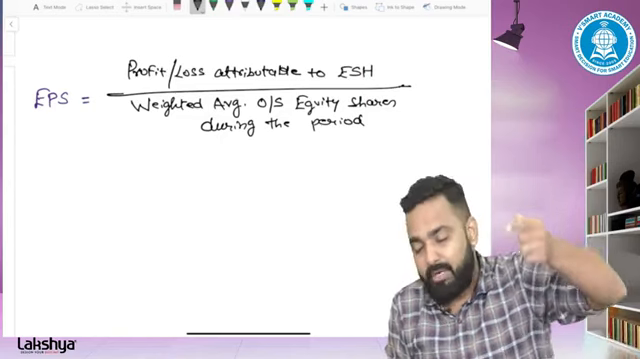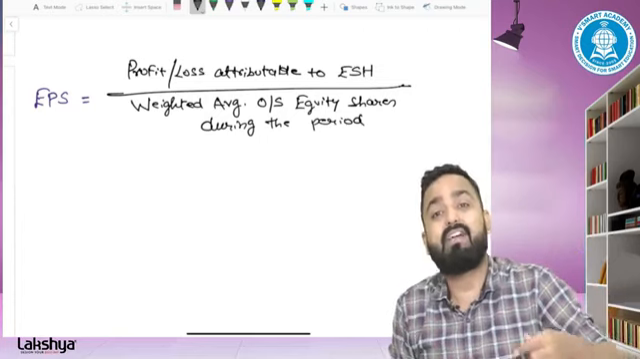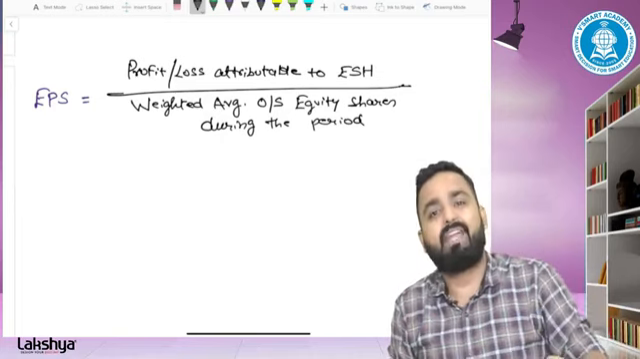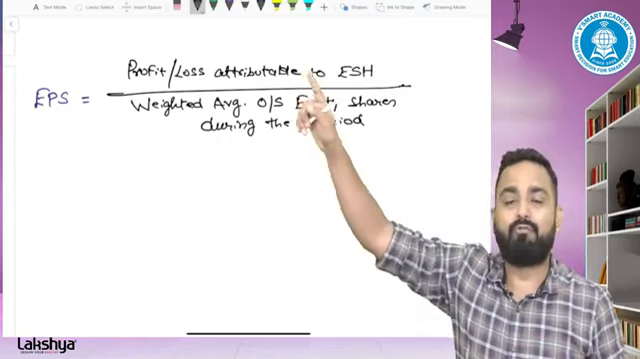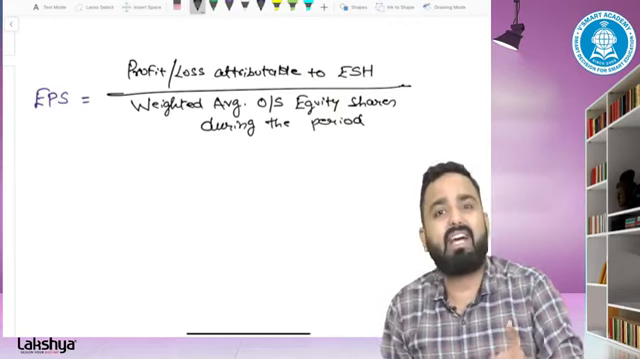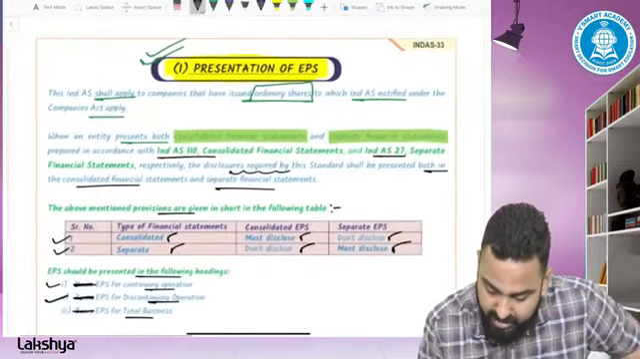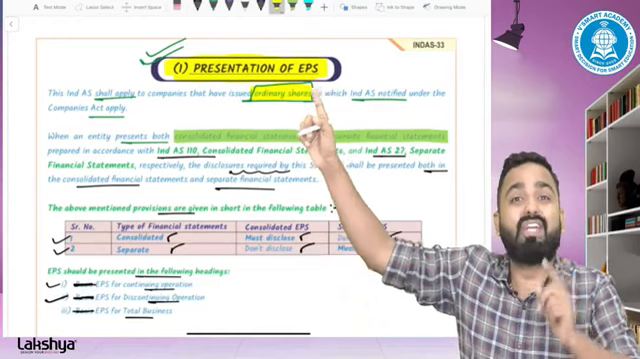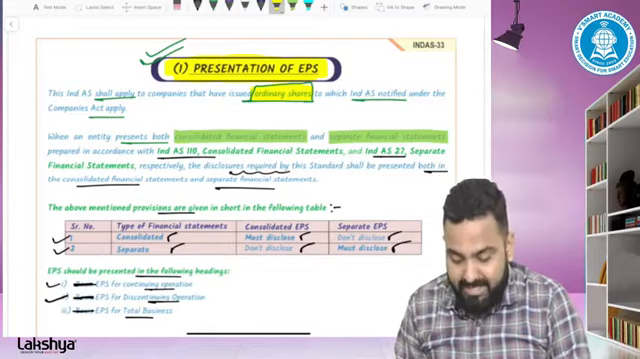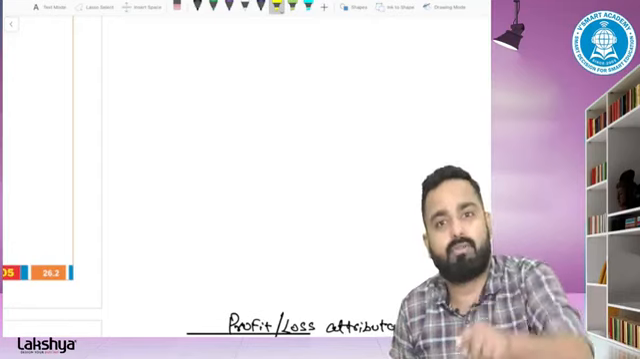So when you get the profit after tax, you have to deduct the dividend declared by your company for preference shareholders. And after deducting the dividend, what will you get? You will get the profit or loss attributable to your equity shareholders. So remember one thing, we are calculating EPS only for equity shareholders, because in the first line it was written that if the company has outstanding ordinary shares, then only the company has to disclose the EPS. So EPS is calculated when the company has equity shares, and EPS is calculated for equity shareholders.